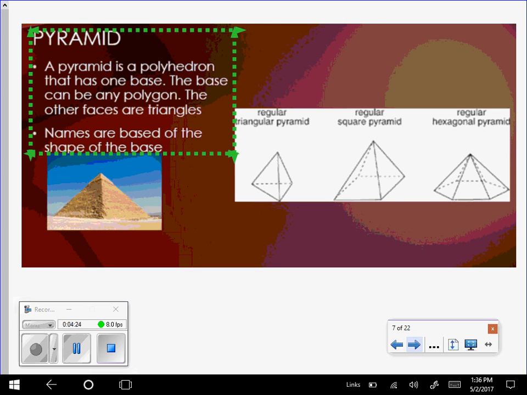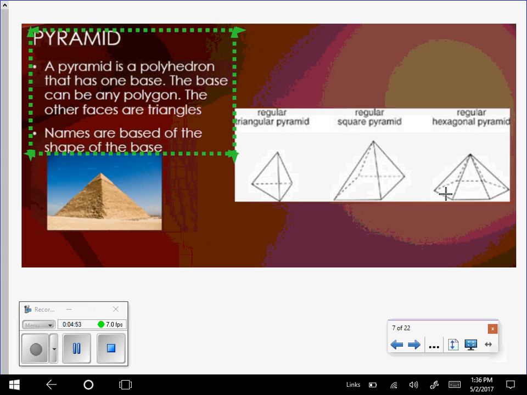Okay, so we also have pyramids. A pyramid is a polyhedron that has 1 base. So you can see down here the difference. These have 1 base at the bottom. They are still named by the shape of their base. So here we have a triangular pyramid because there's a triangle on the bottom. Here we have a square pyramid because there's a square on the bottom, and a hexagonal pyramid because there's a hexagon on the bottom. So they only have 1 base, which is different, obviously, than prisms.